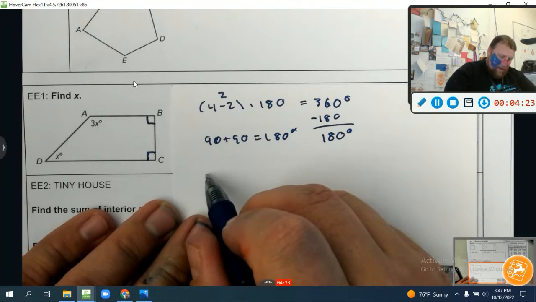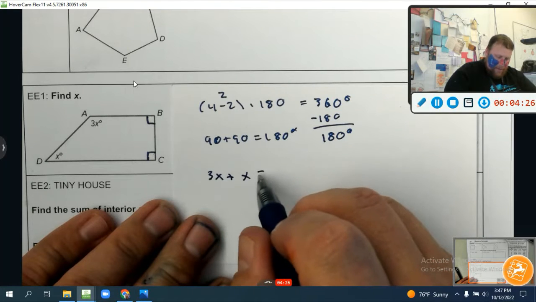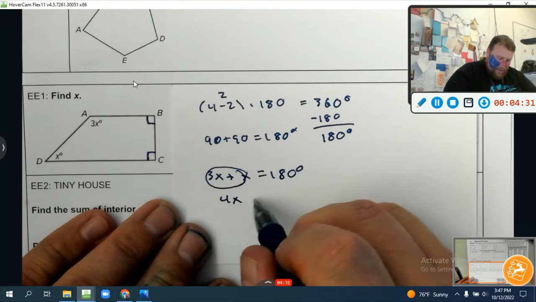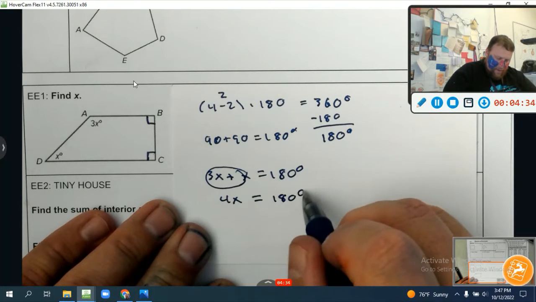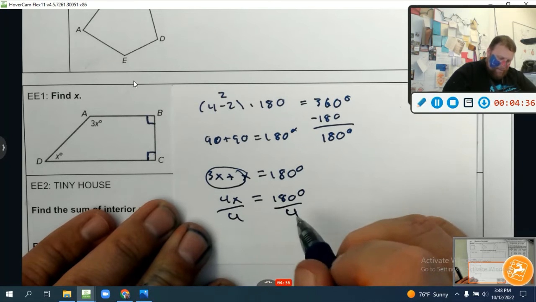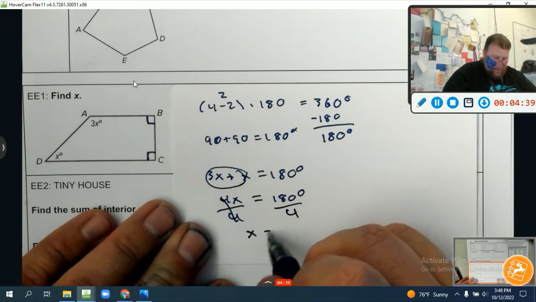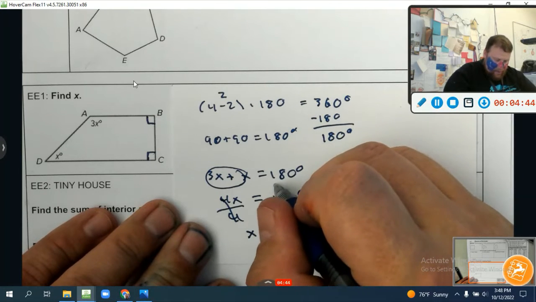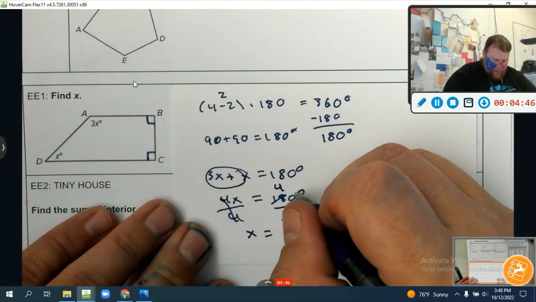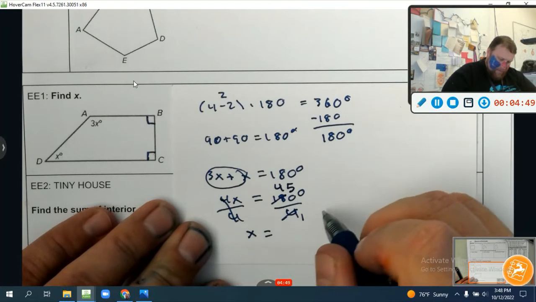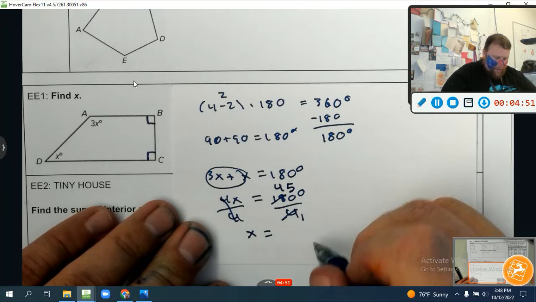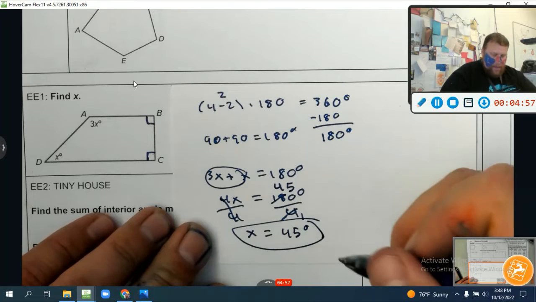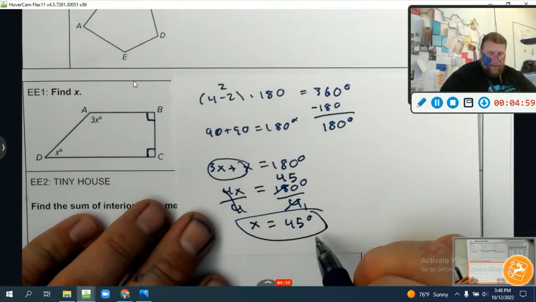So I'm going to have 3x plus x equals 180 degrees. These combine to be 4x equals 180 degrees. When I divide both sides by 4, x equals, see, 4 goes into 18 4 times, which is 16, leaves 2 and 0, goes in there 5. Boom. That's 4 times 45 degrees. So x equals 45 degrees. Now, it says find x. We found x.